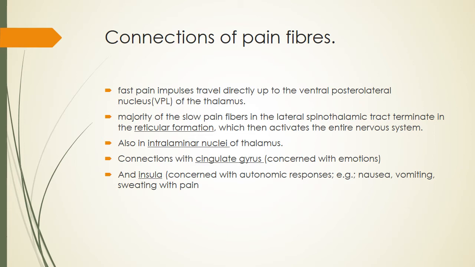Then these fibers have important connections with the cingulate gyrus, so it is concerned with emotions and feelings which are associated with severe pain. And we also experience some autonomic responses like nausea, vomiting, sweating when we have severe pain. These findings are due to connection of the pain fibers with the insula, which is concerned with autonomic responses. So you should remember these connections for the pain fibers.